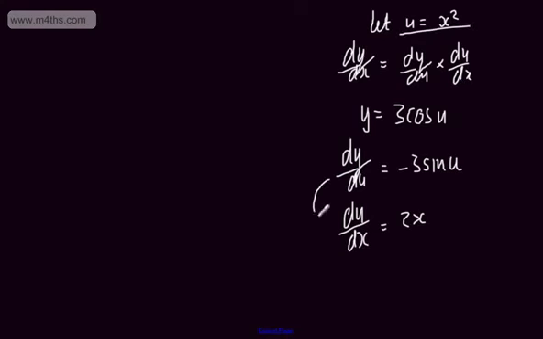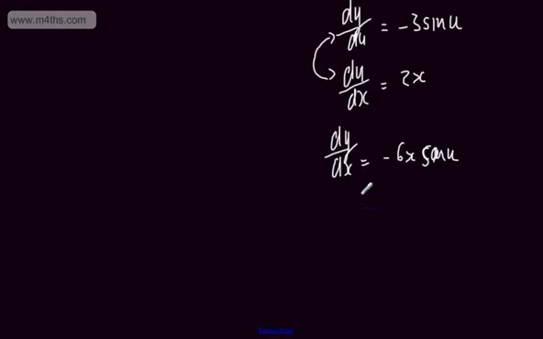So all we've got to do is multiply these two by the chain rule. That's these parts right here. So we can say that dy/dx will be equal to minus 6x sine u. We know that u is equal to x squared, so we can say that dy/dx will be equal to minus 6x, and then we've got sine of x squared.